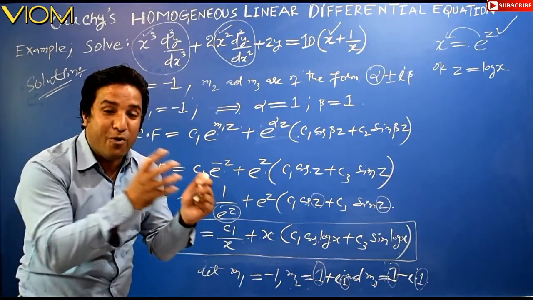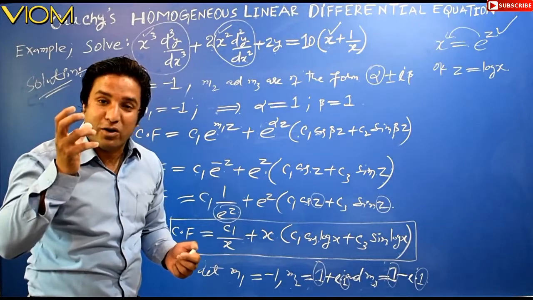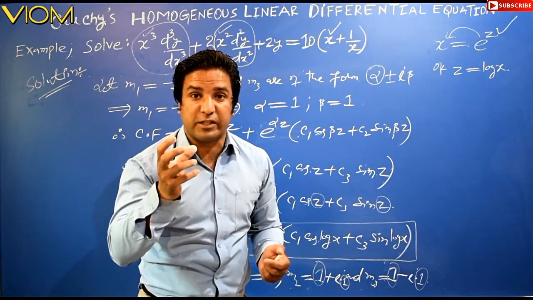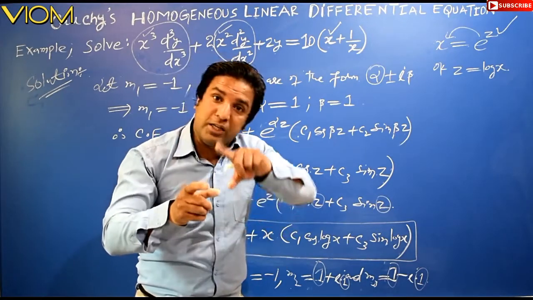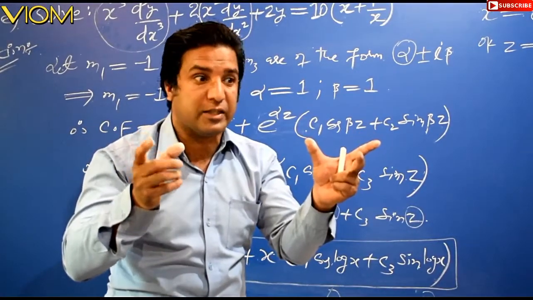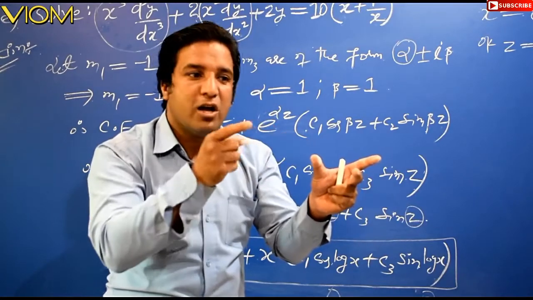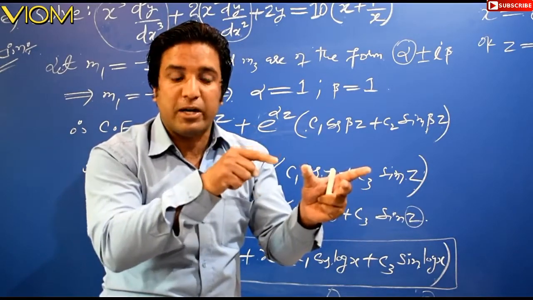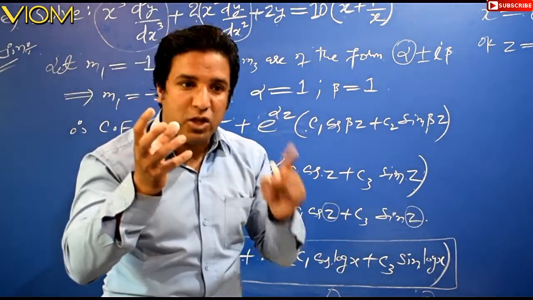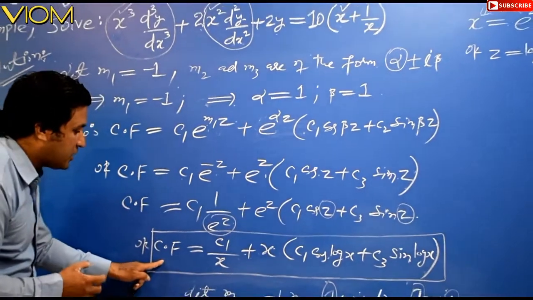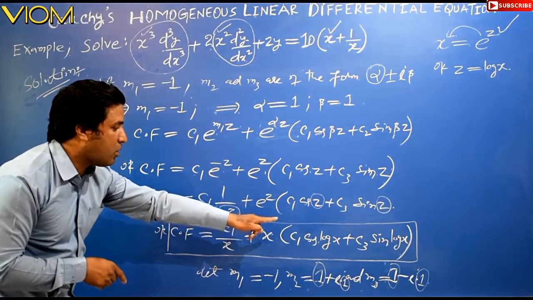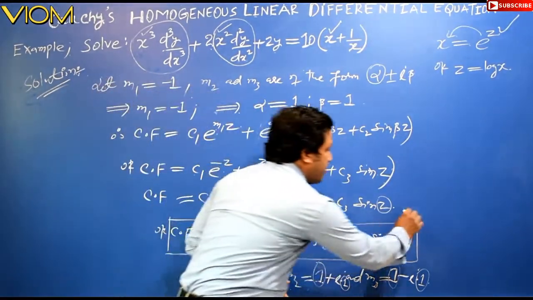So there is a beautiful concept. The given differential equation was a Cauchy's homogeneous linear differential equation that contains a variable x. This given differential equation was transformed into a resulted differential equation in terms of z. We get a complementary function in terms of z. We transform that complementary function again into the variable x. That is the required complementary function for the given differential equation, that is c1 divided by x plus x into c2 of cos of log of x plus c3 of sin of log of x. This is one more I can say.